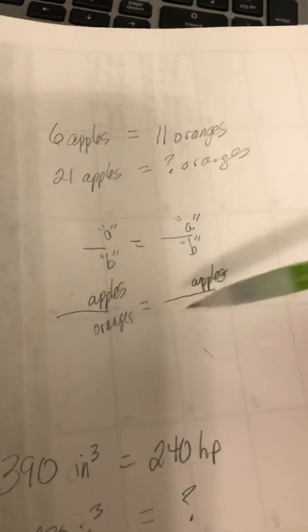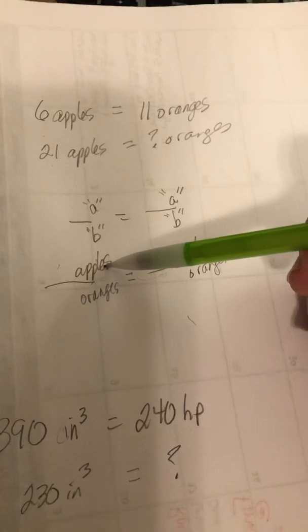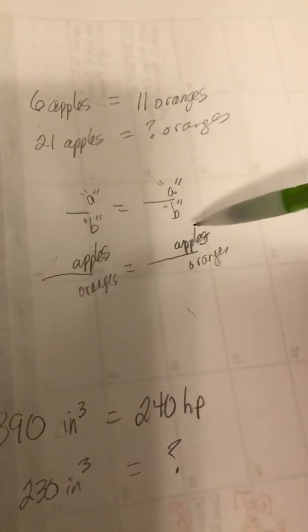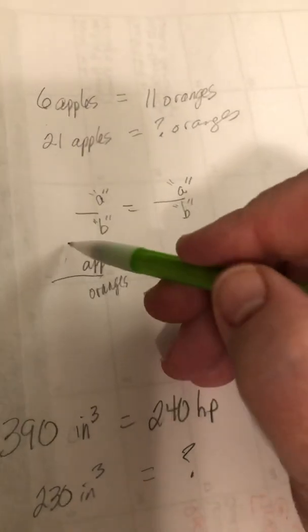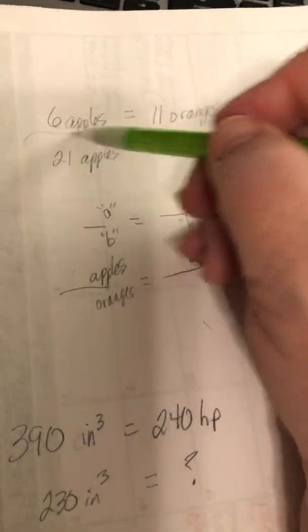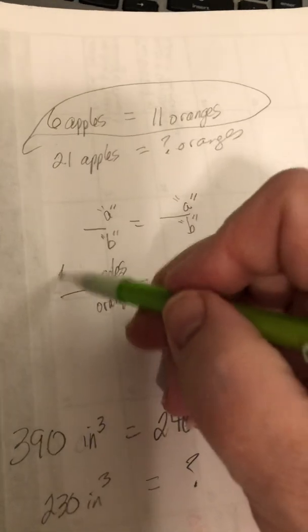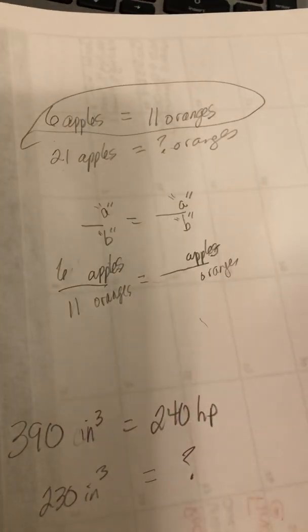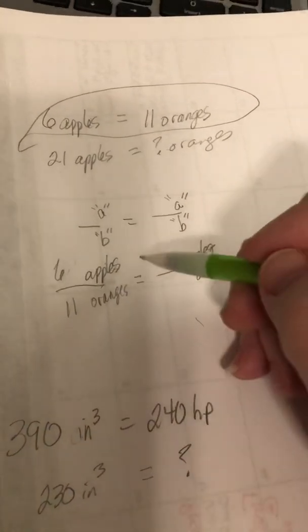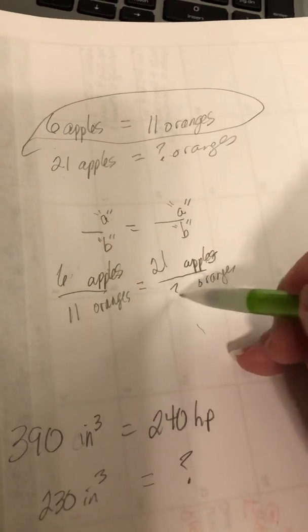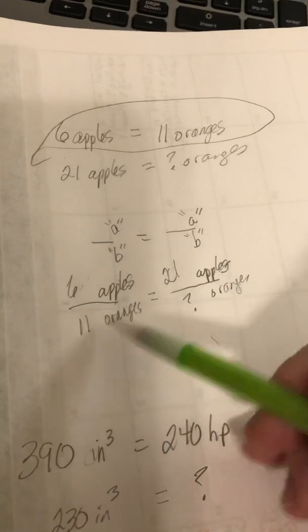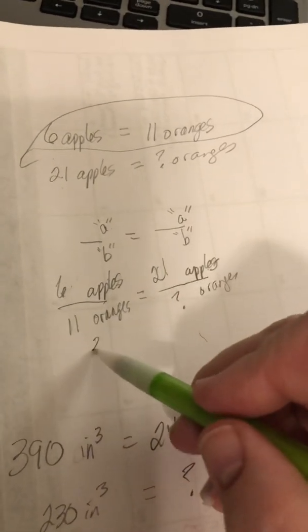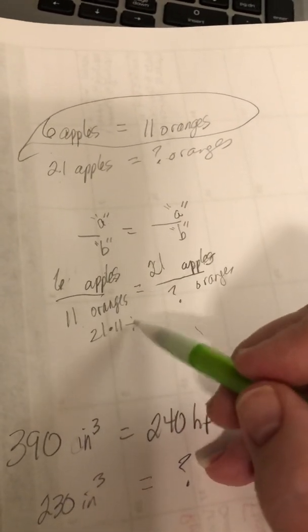Now, I always put my labels on first. I don't put my numbers in. I just decide which thing I'm going to put on top here, and I make sure that I put the same thing on top here. So that would mean that I could take all of the stuff from one situation. I could say 6 apples and 11 oranges. That's from the first situation. And then I could say, okay, 21 apples and some number of oranges. Now, interestingly, to solve this, I would cross multiply and then divide. So I would say 21 times 11 divided by 6.